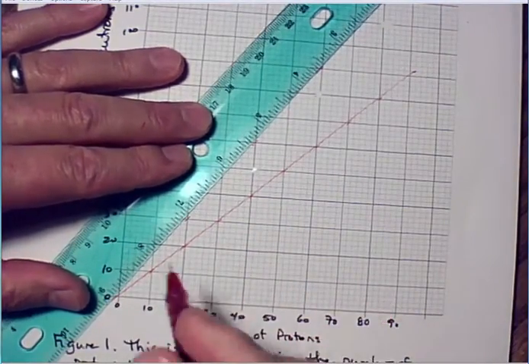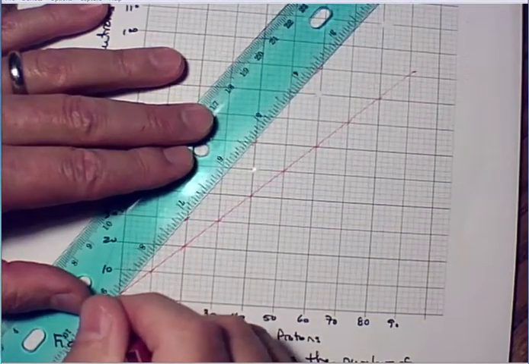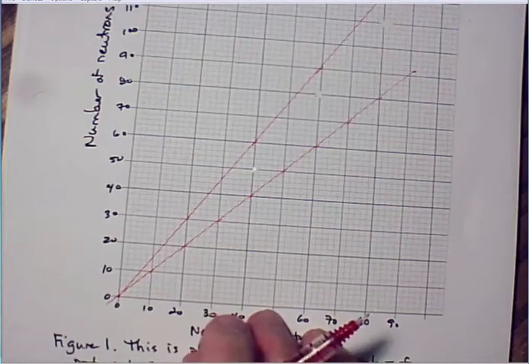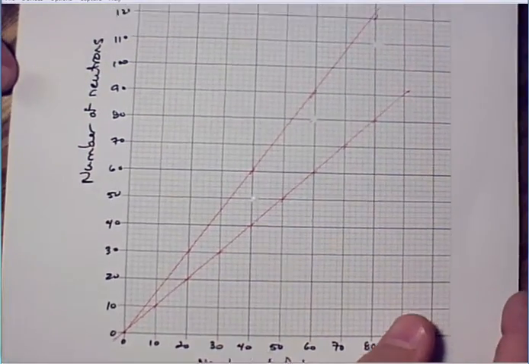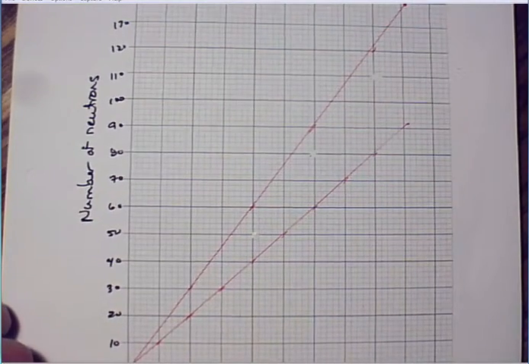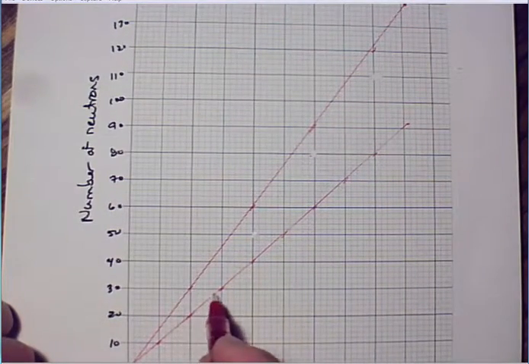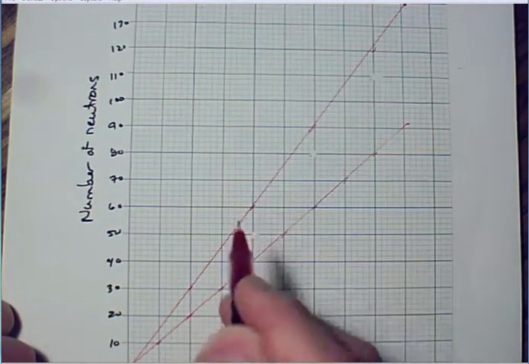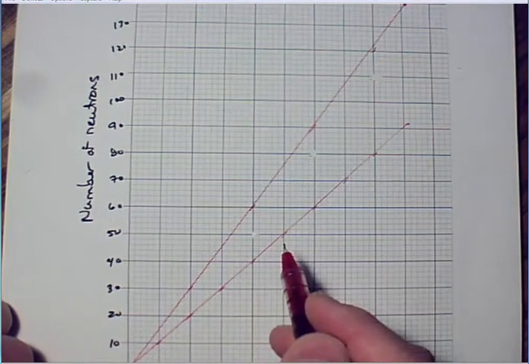What's lower? The 1-to-1 ratio is the lower one. Okay? What are we doing on that one? Over 20, up 30.